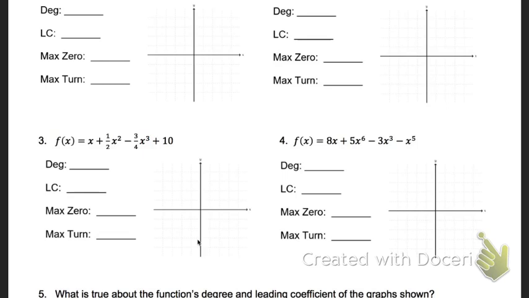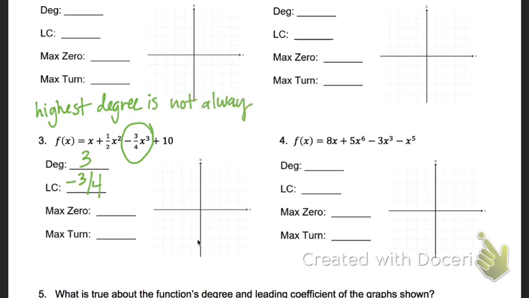So in this case, it's not written first, but it is which one? 3. So my degree is 3. And my leading coefficient is what? Negative 3/4. So I'm going to write a little note that the highest degree is not always written first, and it could be hidden in the middle, and it could be there to trick you. Because I would never try to trick you, right? But I'm warning you that it may not always be first, so you need to check.